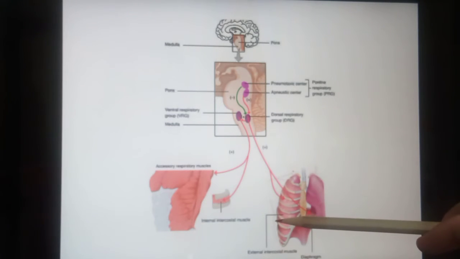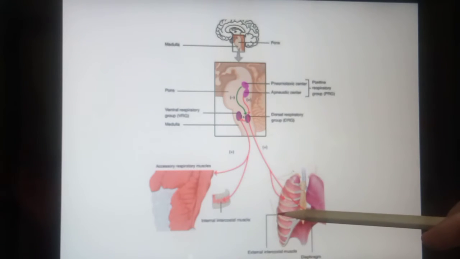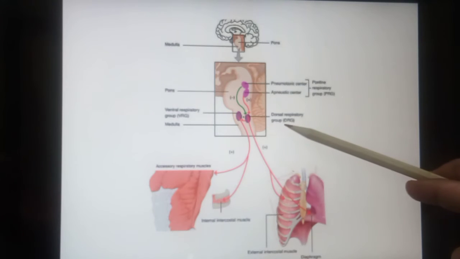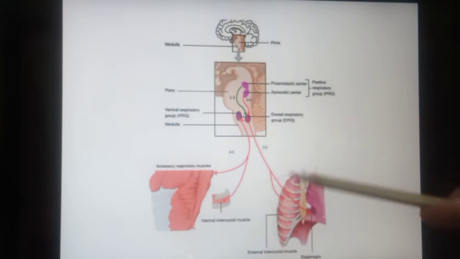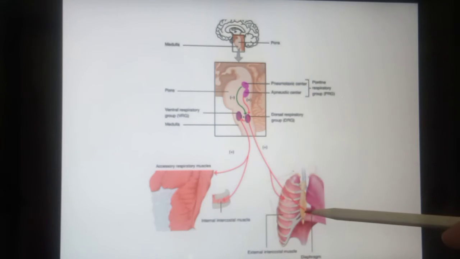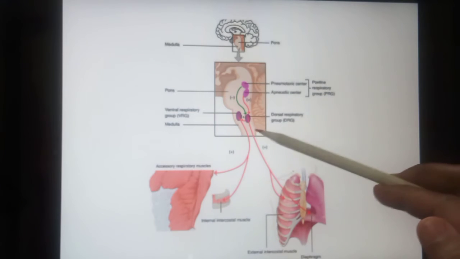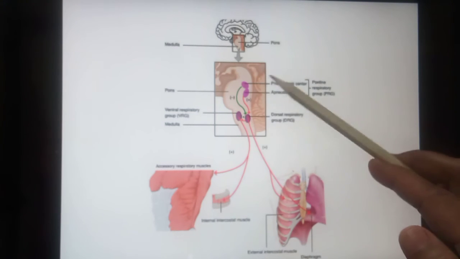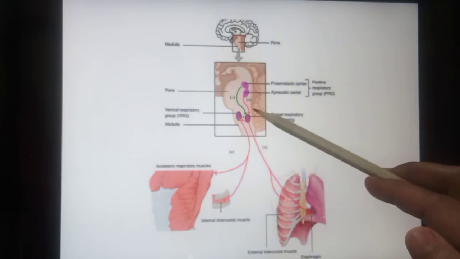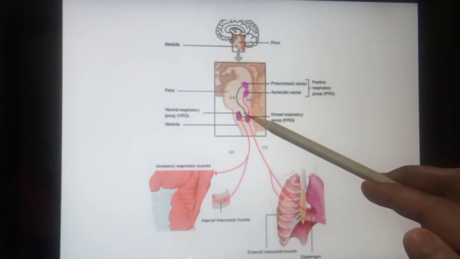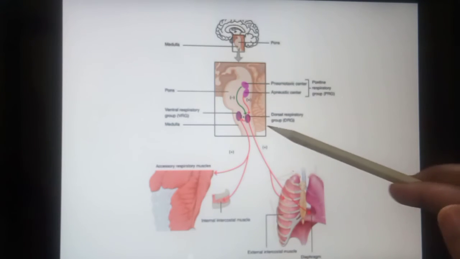Listen, for 2 seconds we inhale oxygen, and from the 3rd second we exhale carbon dioxide. When we inhale oxygen, the DRG contracts these two muscles, so we inspire. After that the pneumotaxic center stops the DRG, so expiration is done. But the pneumotaxic center only stops it; it doesn't know how to restart the DRG.